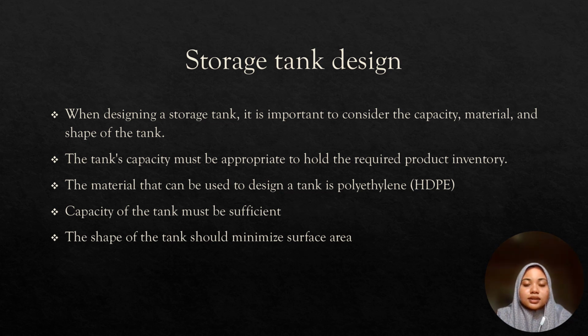The storage tank design is important in the production of sulfuric acid. When designing a storage tank, we should consider the capacity, the material, and also the shape of the tank. For this, we use polyethylene for the material as it is compatible with sulfuric acid and is non-corrosive. The capacity of the tank must be sufficient to hold the required product, which is the sulfuric acid. Next, the shape of the tank should minimize surface area in order to reduce evaporation losses and provide structural stability.